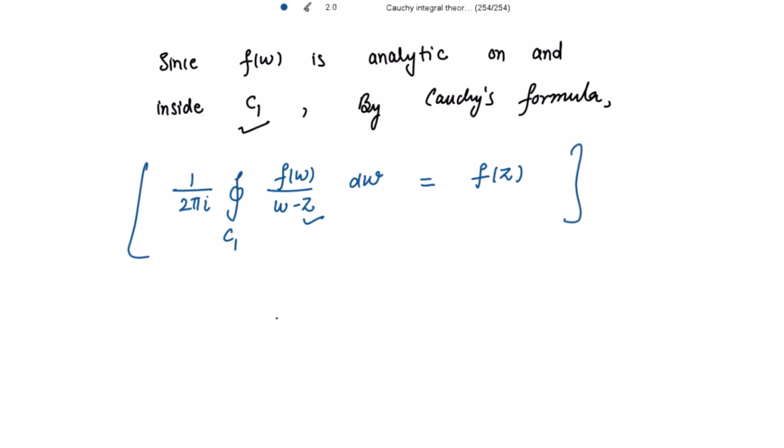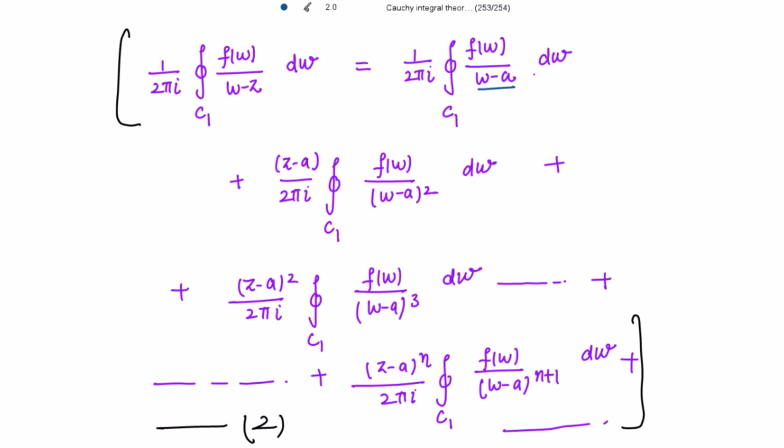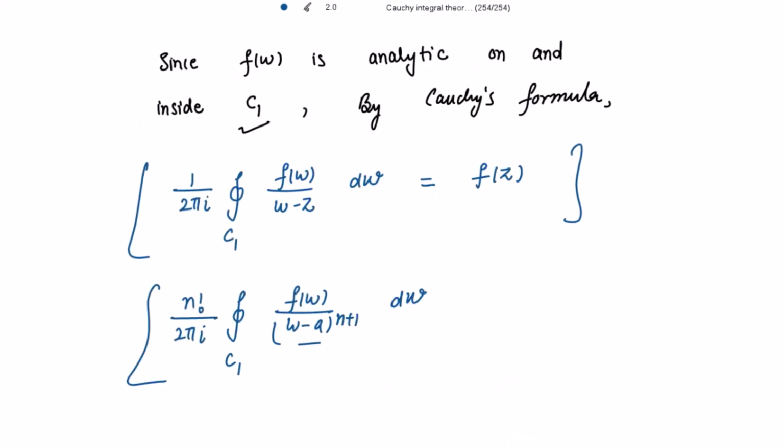And also, what is the Cauchy's formula for the higher derivatives? That is n factorial divided by 2 pi iota integration over the circle C1 f of w divided by w minus a the power n plus 1 dw. Why have I written w minus a? Because on the right hand side everywhere we are having w minus a for the higher derivatives, right? That is why I have written w minus a over here for the higher derivatives. So this is equal to the nth derivative of f(z) at z equal to a.